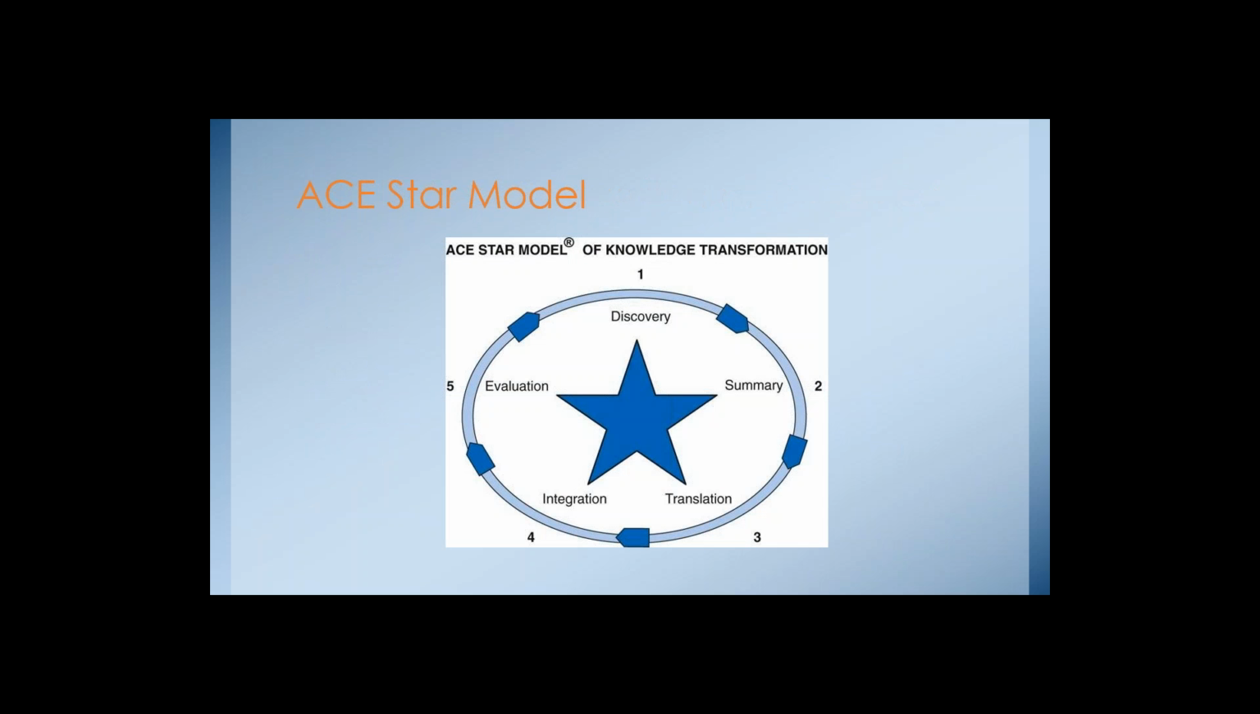The ACE Star Model shows the Academic Center for Evidence-Based Practice Star Model of Knowledge Transformation. This is something that we use when we're implementing evidence-based practice in the clinical setting. In this model, research evidence moves through the following cycles and then is combined with other knowledge and integrated into practice. So we go through the discovery portion of the Star.